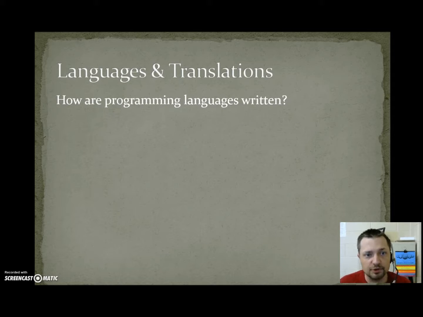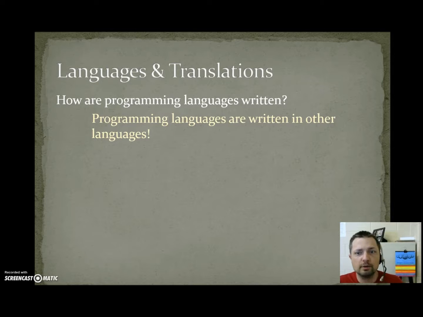How are programming languages written? Programming languages are written in other computer languages. For example, assembly is written in machine code. So what happens is there's a language, assembly. The user types in some commands that are more text related rather than zeros and ones. And then when you run your program, those assembly instructions are translated into machine code for the computer, because the computer understands machine code.